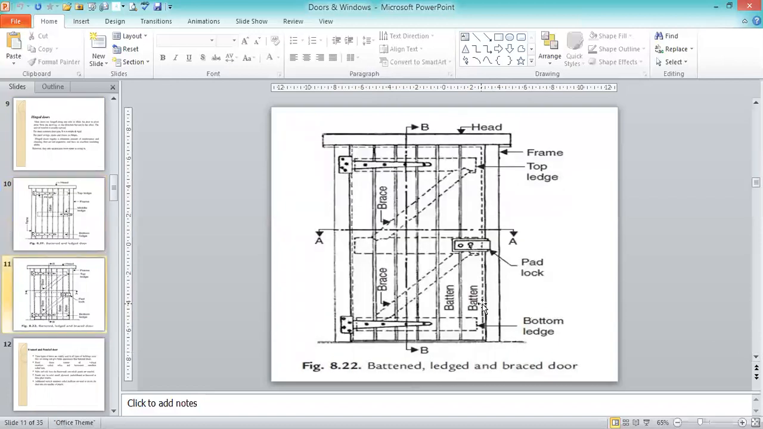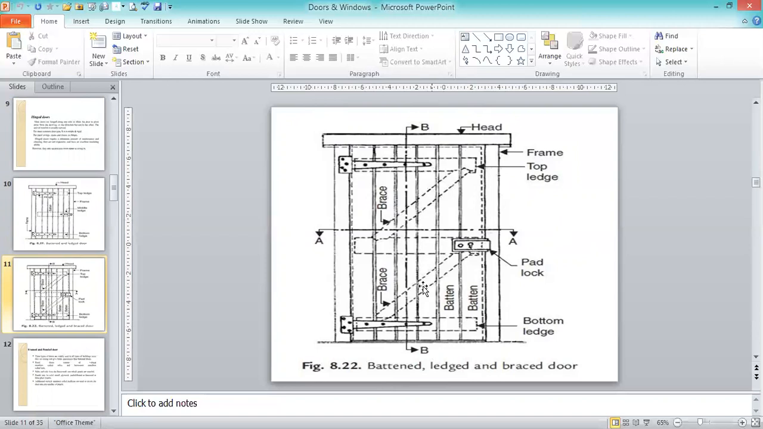Then another type of door is called the batten, ledge and braced door. When compared with the previous type of door, here we provide inclined or cross elements, which are called braces. Braces are the cross elements. Vertical elements are called battens. Horizontal elements are called ledges. Ledges are the horizontal members here and here, and battens are the vertical posts or vertical members. Braces are the inclined members.